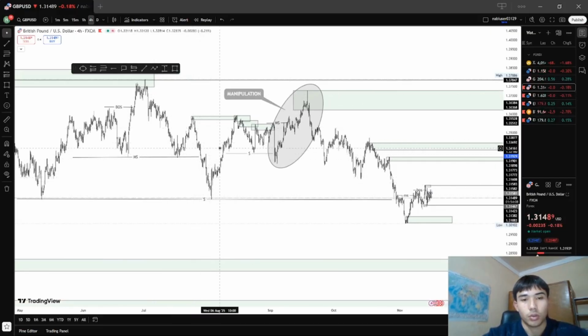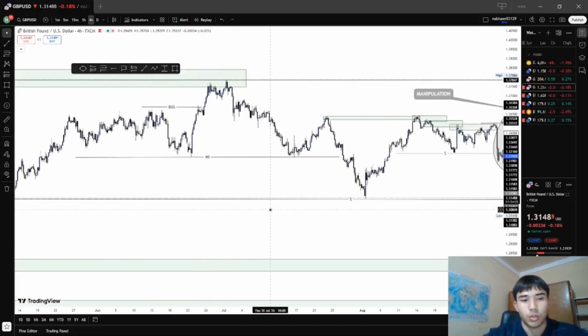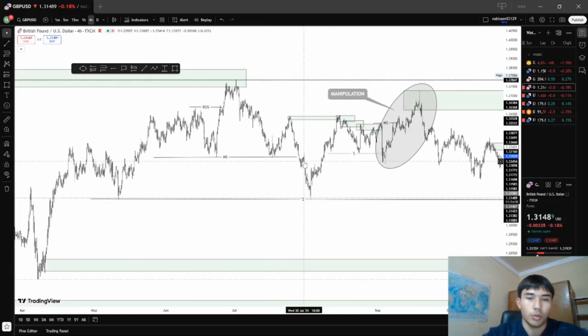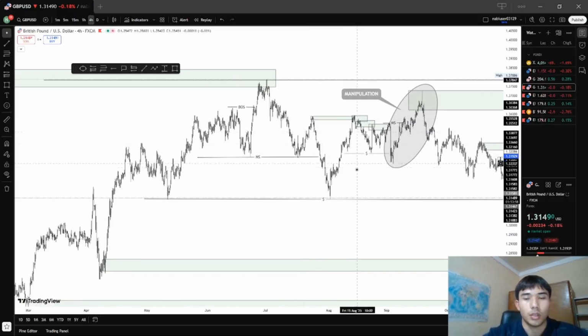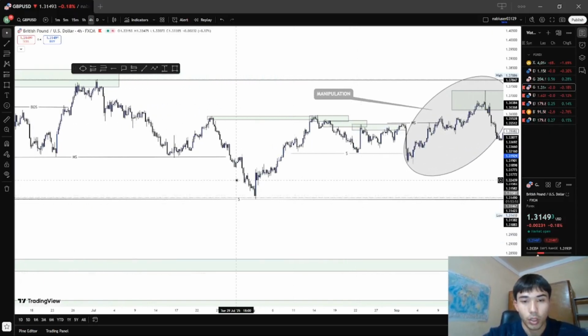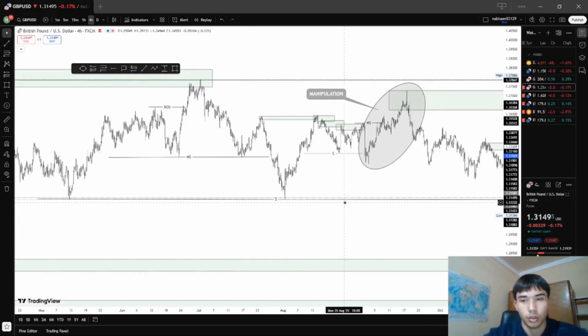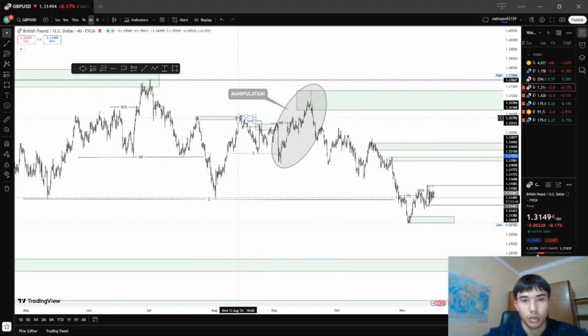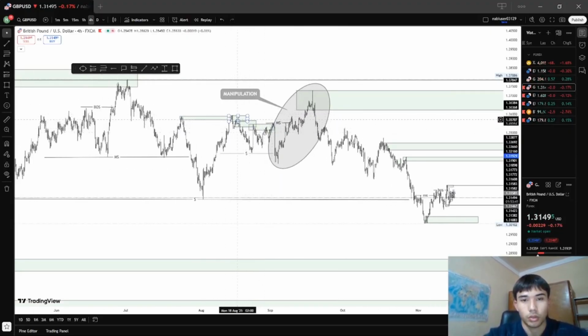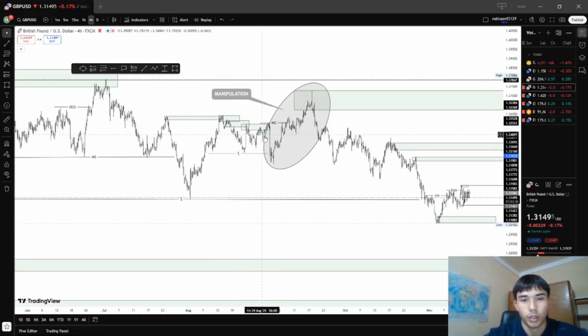So just a little pullback, or maybe you may call it a liquidity sweep, but it didn't respect our liquidity candle. If it was a liquidity sweep, the price should have come here and gotten respected. So yeah, we have really good bearish momentum here, respecting all the supply zones and showing our market shift.